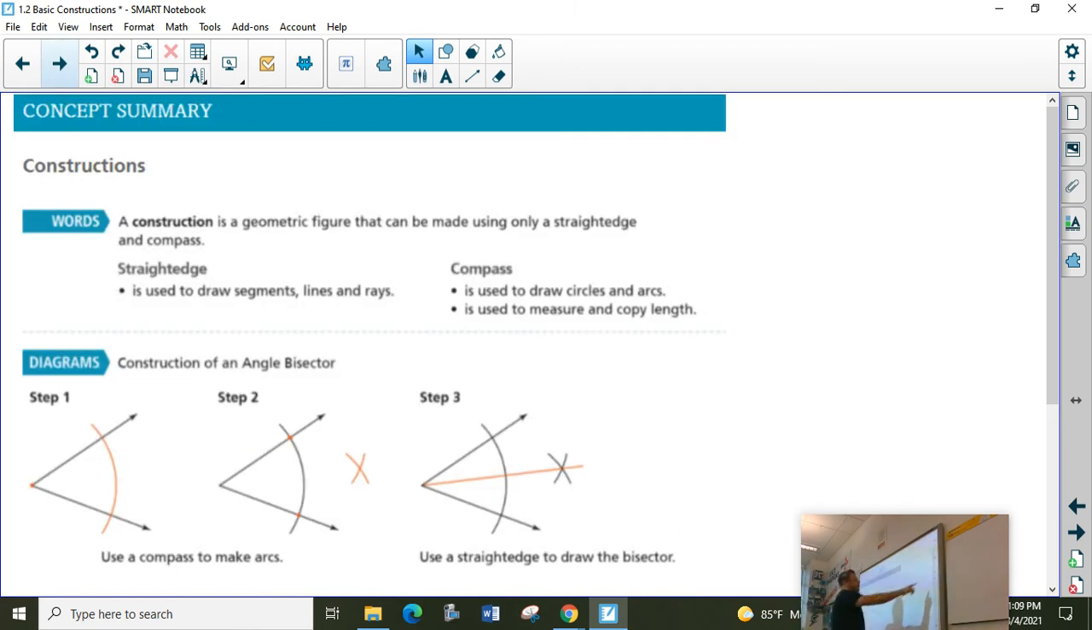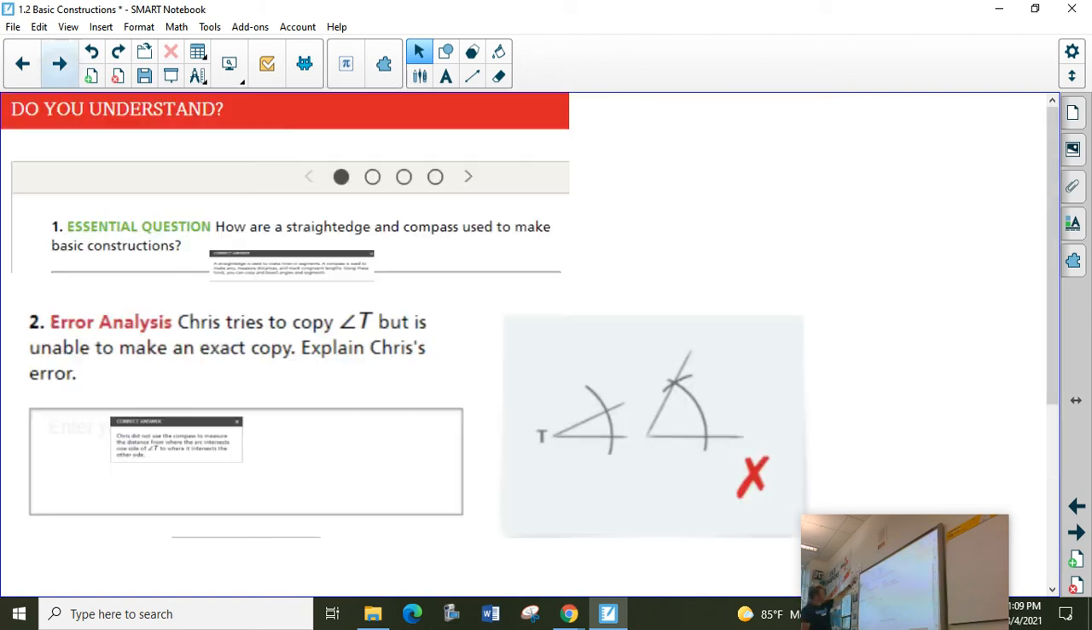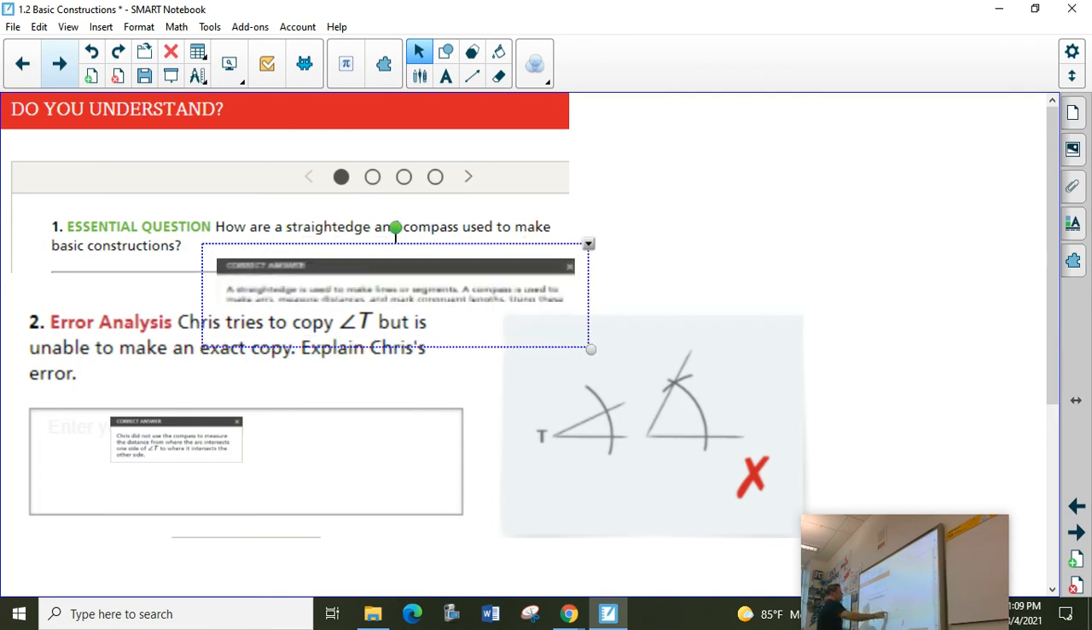So constructions, here we go, right? This is how you do an angle bisector. Use a compass, what it's used for, a straight edge, what it's used for. These are good things to know. All right, how are straight edges and compasses used? Pause the video, answer these four questions the best you can, and then come back.